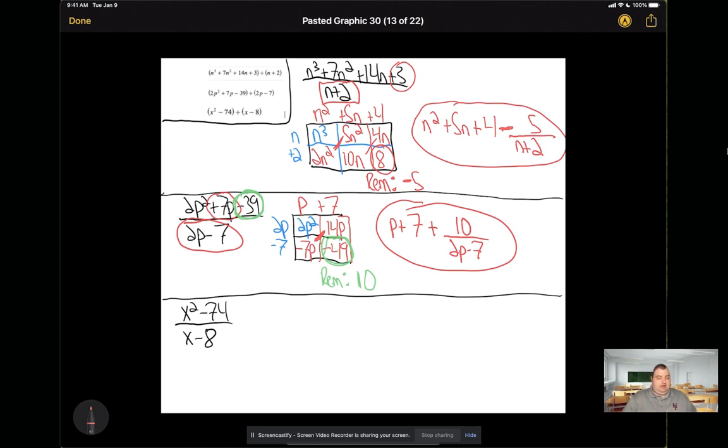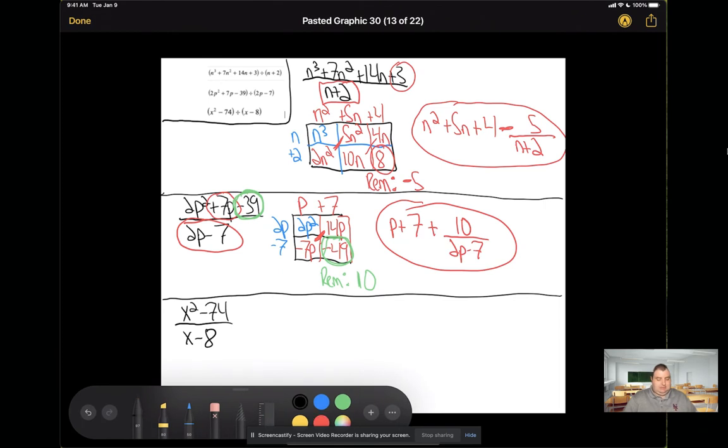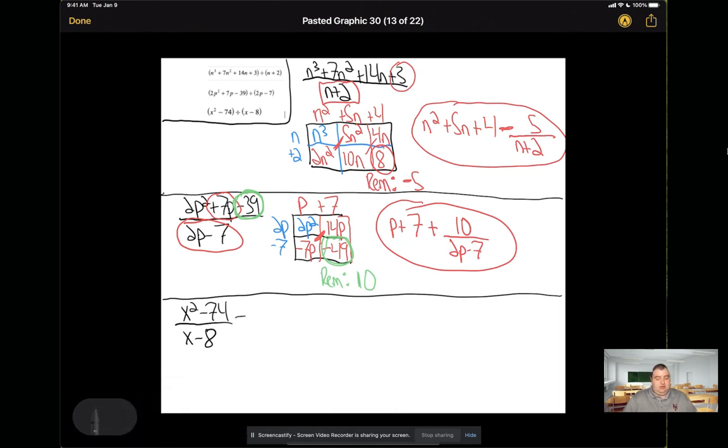Number 3, I have x squared minus 74 divided by x minus 8. Notice in the numerator, I have a missing exponent. I'm missing an x term. So I have to rewrite that as x squared plus 0x minus 74 divided by x minus 8. So I have to account for that one missing exponent before I go ahead and set up the box method.